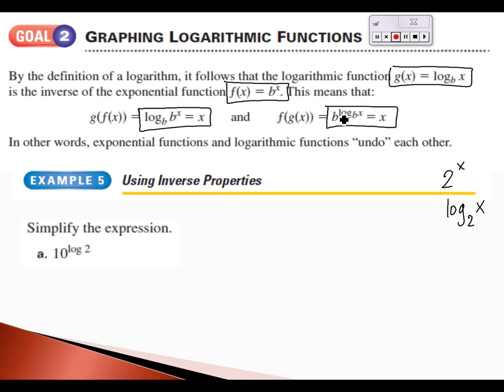So for instance, 10 to the log 2, what would that be? Well, without your calculator, let's see if we can get this. 10 to the log, what's the base there?